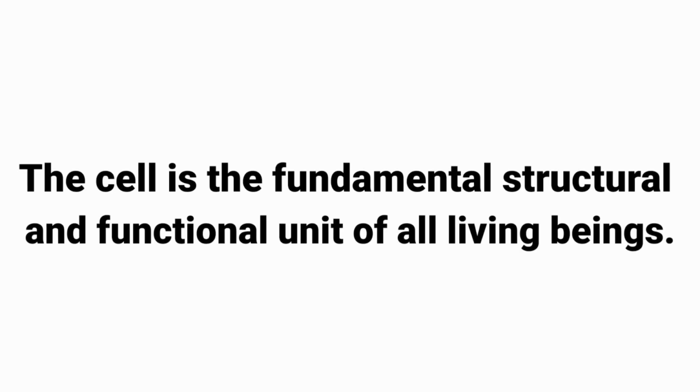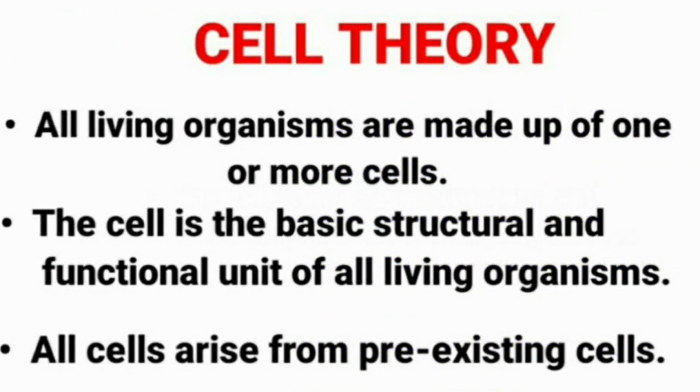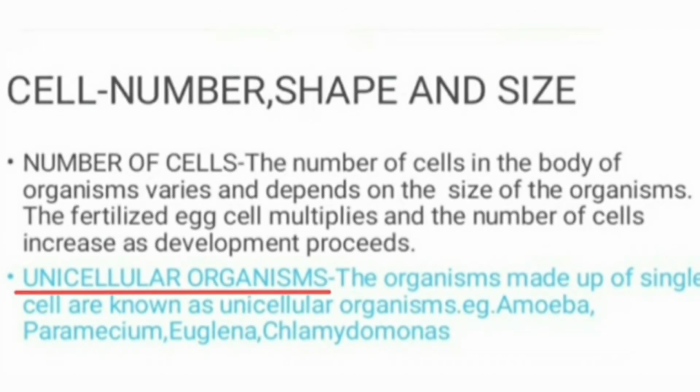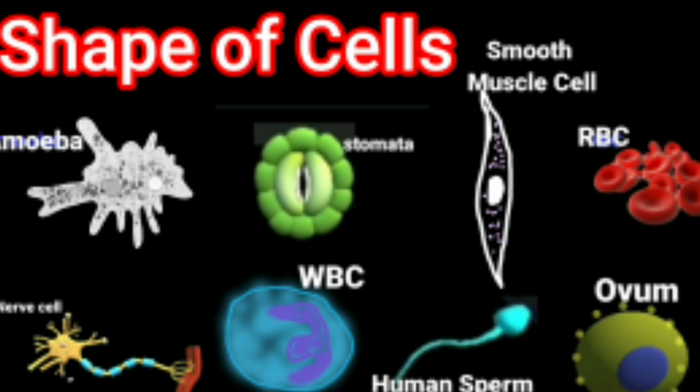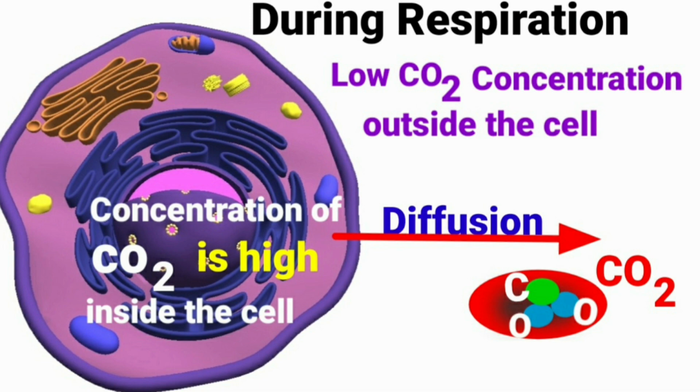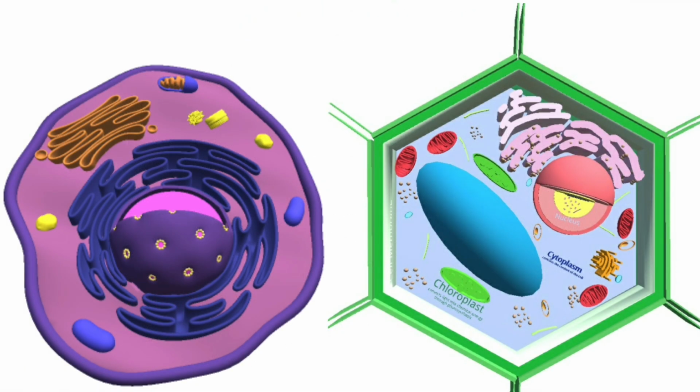discovery of cells and its components, cell theory, classification of cell based on size, shape and number, structural organization of a cell, cell membrane. Today we are going to discuss what are the other important parts of a cell.